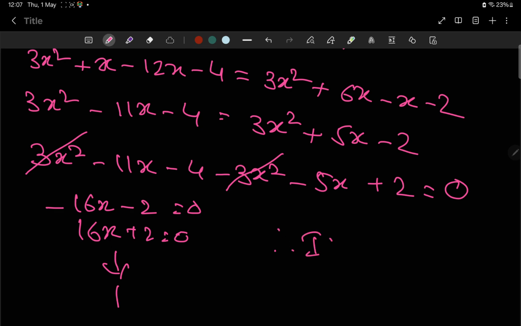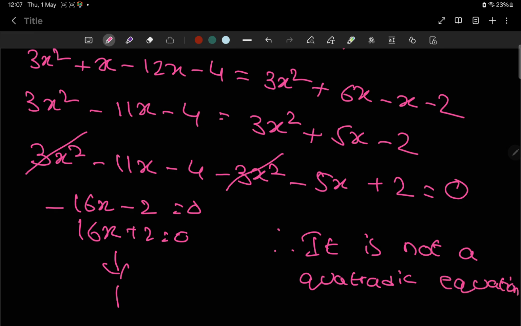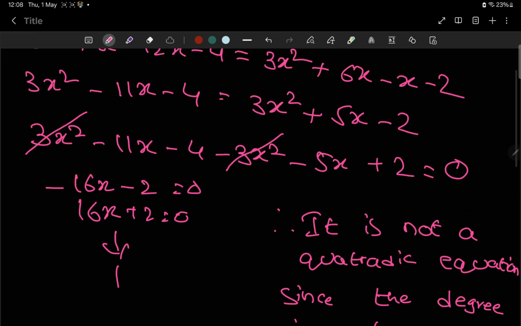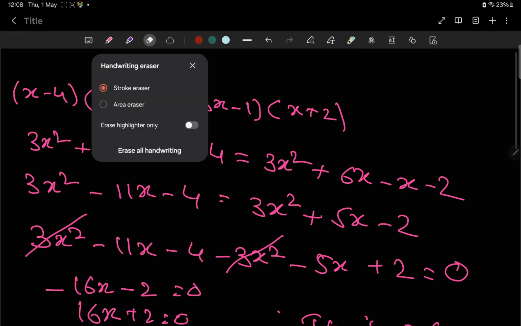So therefore it is not a quadratic equation, since the highest degree, or we can directly write degree, is not 2. So it's not a quadratic equation. So let's try another example.